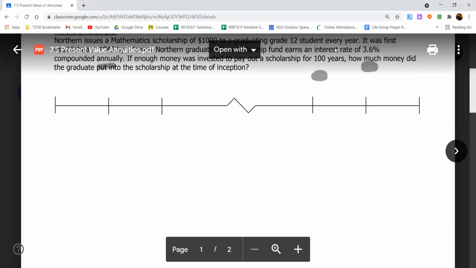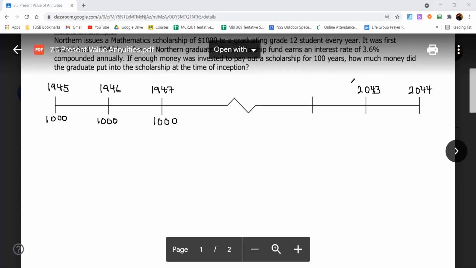Okay, so let's try it. I need a little bit of space. This is 1945, and I want one student to have $1,000. In the next year, this scholarship will pay out another $1,000 to a worthy student who would like to pursue maths. So on and so forth. And then 100 years from now would be 2044, because it includes 1945 as one of the years. 2044, this is 2043, and 2042. So $1,000 every single year.